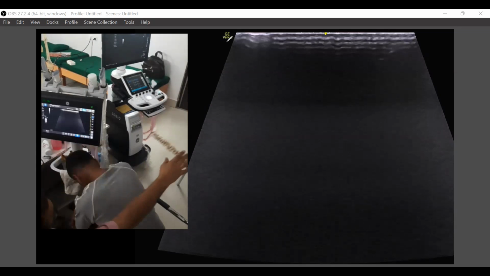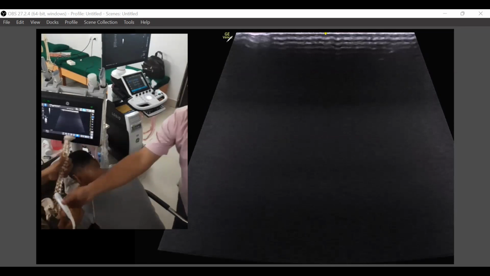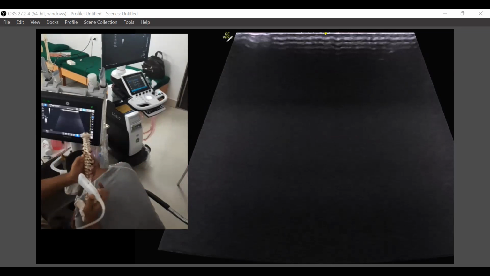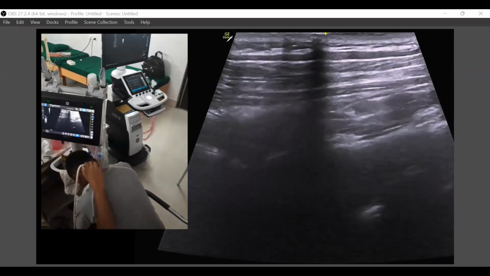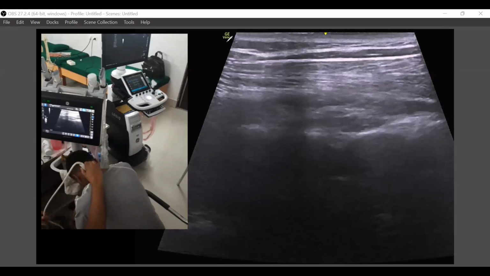So I can show in the, okay, can you see these things? So I was holding the probe here. So hold the probe here and make it oblique. So I'm like this. So in this area, I was seeing the lamina is almost a straight line, and in between we can see the ligamentum flavum and the posterior dura. Okay, so let me show you again.